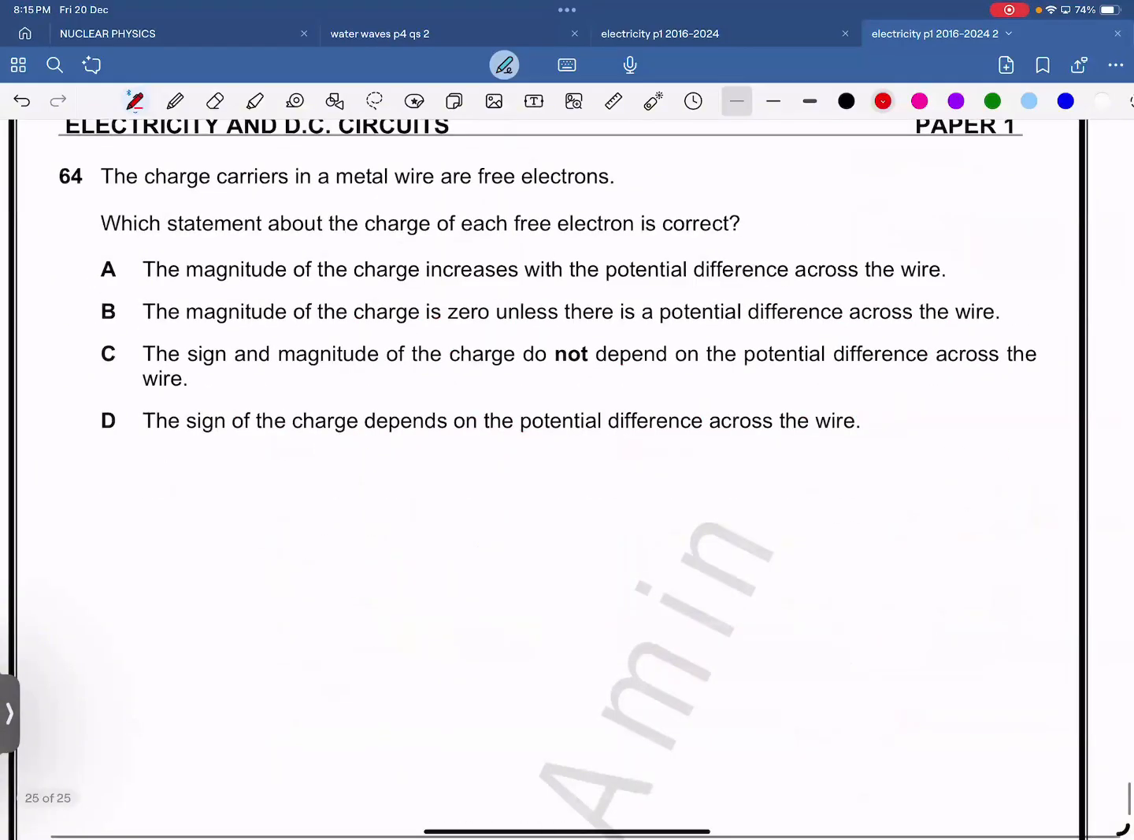Okay. Question number 64. It says the charge carriers in a metal wire are free electrons. Which statement about the charge of each free electron is correct? Charge on each electron is constant. That's it. Just look, is there any option? Magnitude of charge increases. Magnitude of charge can be 0. No. My dear, charge on electron is constant.